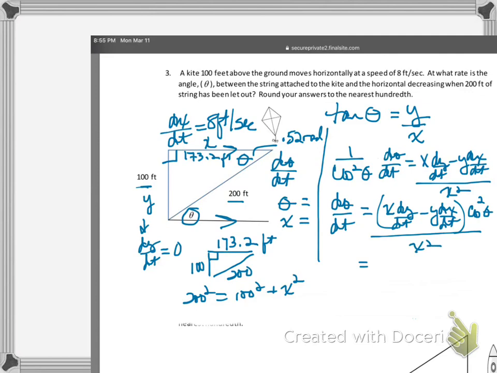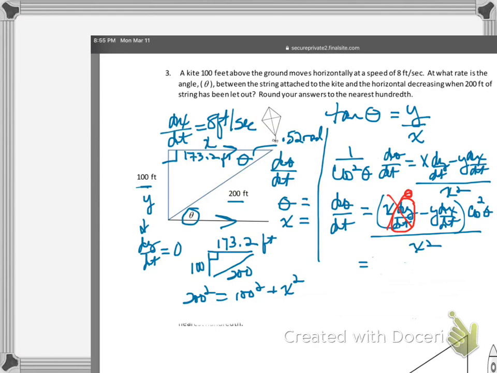So what do we have for x? X was that missing side that we found, 173.2. What is dy dt? Remember, the height stayed uniform, so dy dt is actually going to be 0. That's kind of nice. That's going to fall away. So because dy dt is 0, that first term goes, and I'll erase what I wrote here because there's no reason to really write that out.